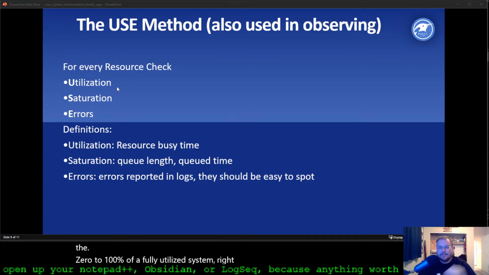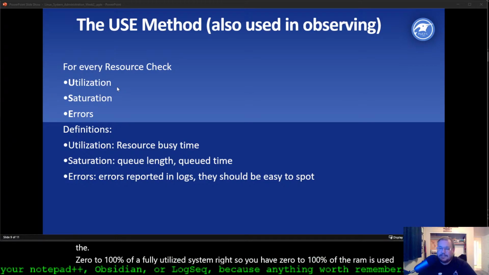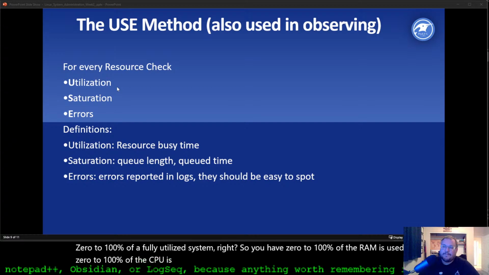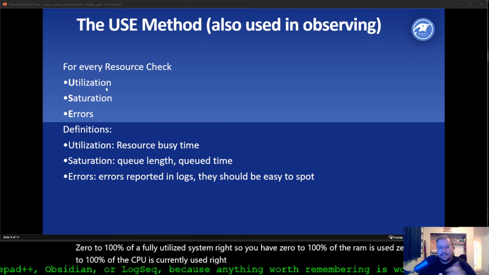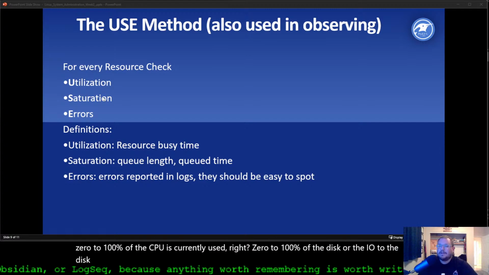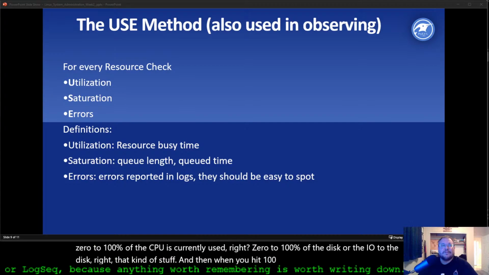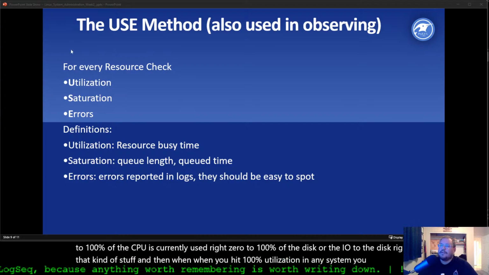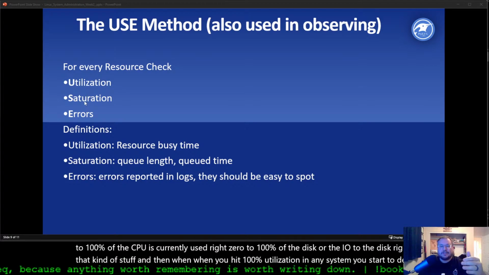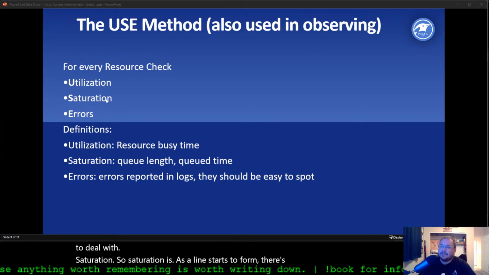So you have 0 to 100% of the RAM used, 0 to 100% of the CPU currently used, 0 to 100% of the disk or the I/O to the disk, right? That kind of stuff. And then when you hit 100% utilization in any system, you start to deal with saturation. So saturation is as a line starts to form. There's a queue, right, waiting to get to something.